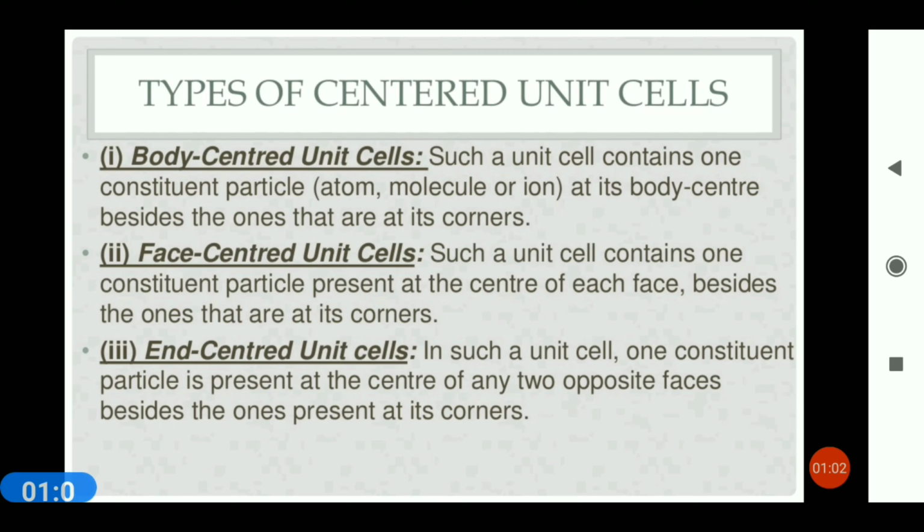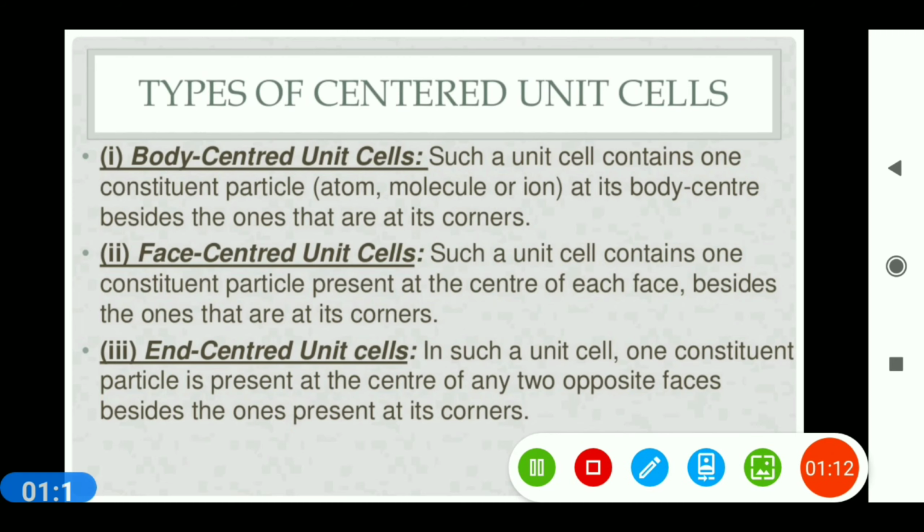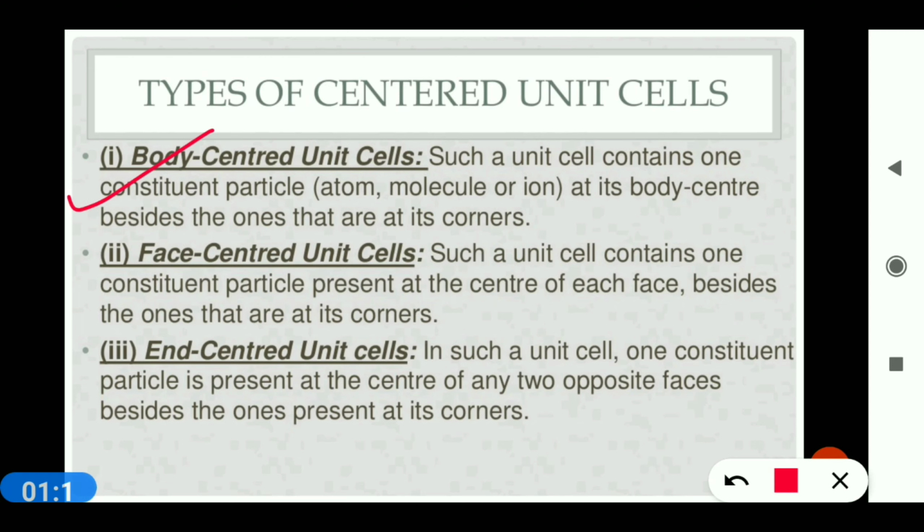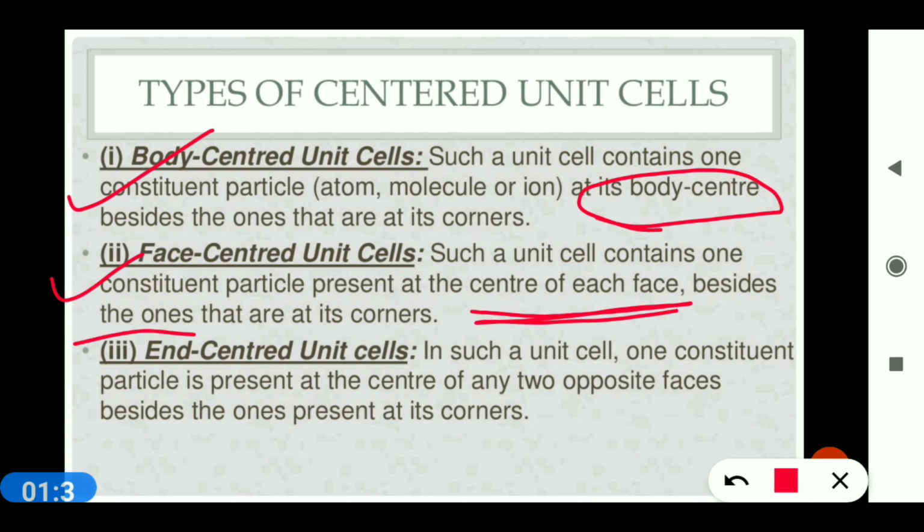Body centered unit cell. Such a unit cell contains one constituent particle at its body center besides the ones at its corners. Means particles are at the corners as well as one at the body center. In face centered, such a unit cell contains one constituent particle present at the center of each face. We have seen this in the diagram. Besides the ones at the corners, means particles are at the corners as well as at the center of each face, and 6 faces are there.